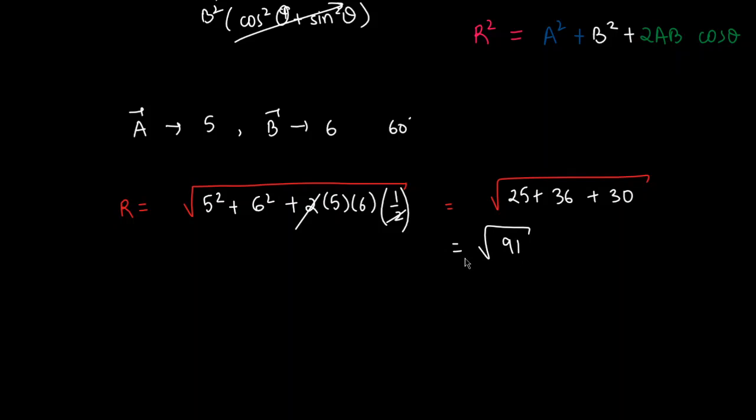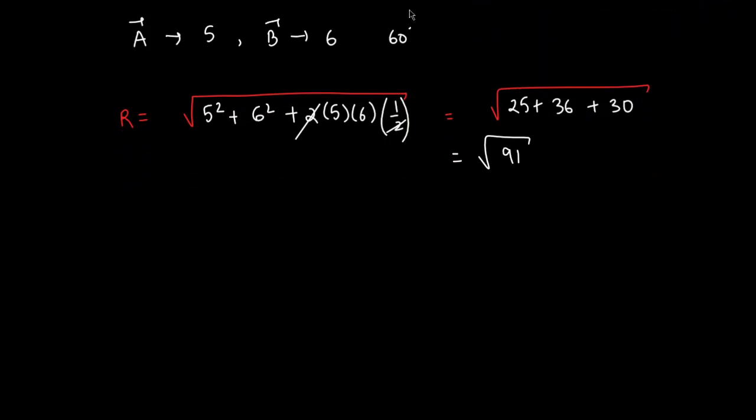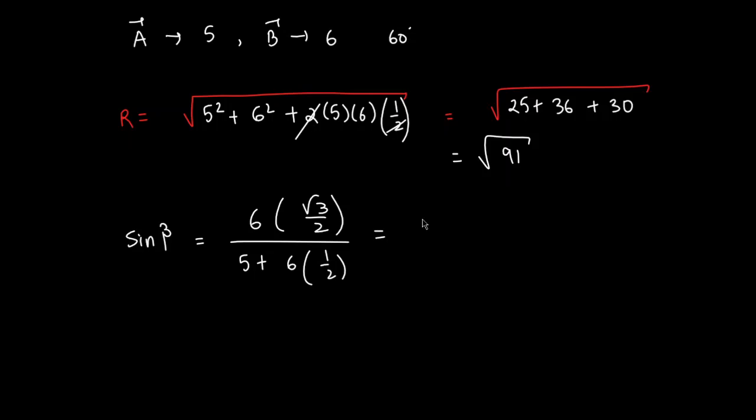And let's notice a few things. You could also figure out the direction that it makes, so let's do that. Sine of beta, the angle beta that the resultant makes with the vector A, is equal to b sine theta over a plus b cos theta. So b sine theta is 6 times sine of 60 degrees, that's square root 3 over 2, over a plus b cos theta, so 5 plus 6 times half. This is equal to 3 root 3 over 8, and you can just do an arc sine, or sine inverse, of that and you'll get the answer.